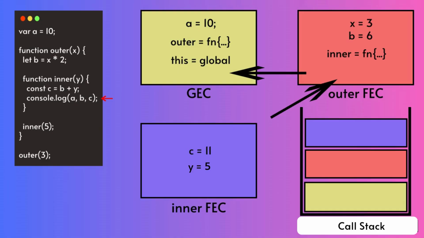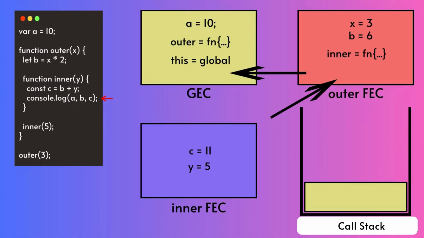After the inner function finishes, its execution context will be popped off from the call stack. The control returns to the outer function execution context, which is now on top. Outer completes, its execution context is also popped off, and same goes for the global one.